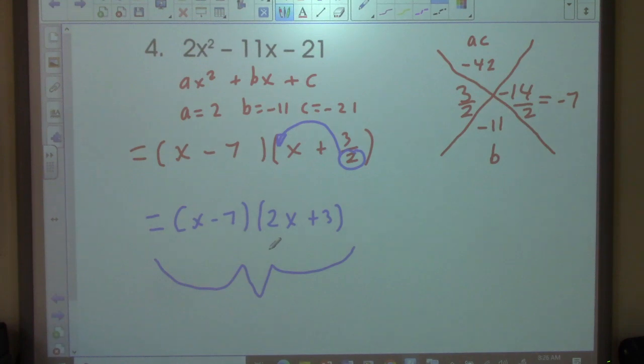Mason, is that what you got? Yeah. Lily, that's what you got? Colby, you didn't get that one? I didn't. I got 2x minus 3, and then x plus 7. Okay, let's talk about that.